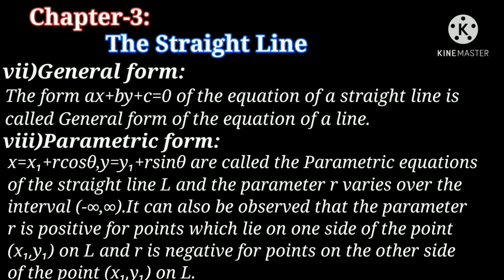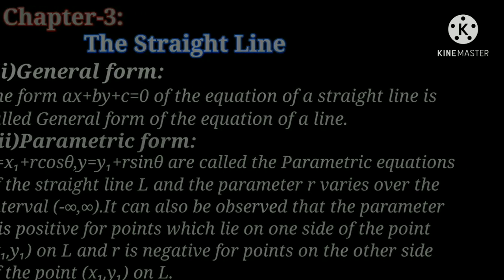It can also be observed that the parameter r is positive for points which lie on one side of the point x1 comma y1 on L, and small r is negative for points on the other side of the point x1 comma y1 on L. These are the different forms of a straight line's equations.